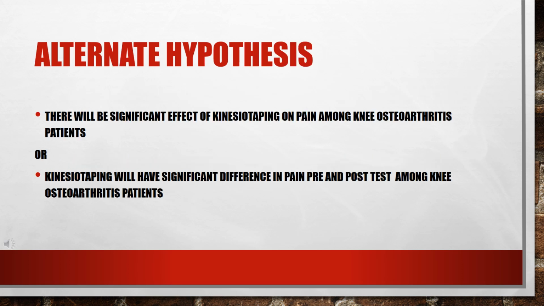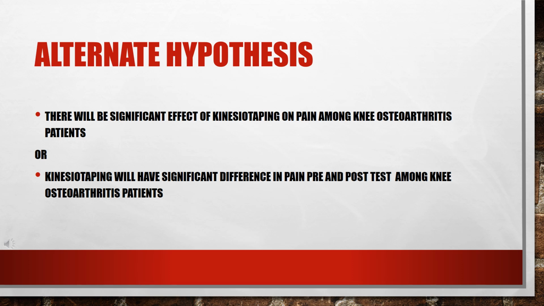Now let's frame the alternate hypothesis for this study only. As I told you, there will be the usage of words like significant effect or significant difference or significant relationship. We are framing a bidirectional hypothesis. We are not claiming that this particular study will have only significant improvement. We are not claiming that it will have only positive effect. So we are framing a bidirectional hypothesis.